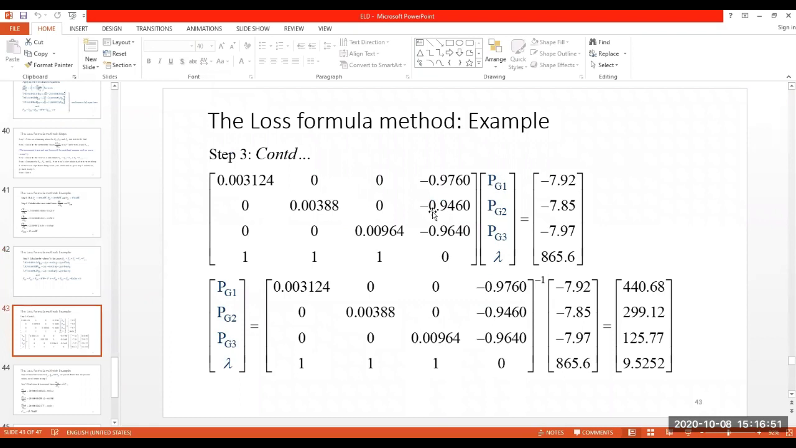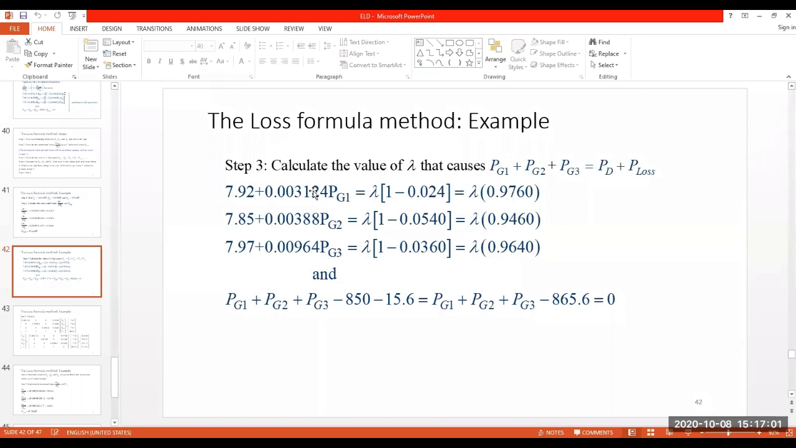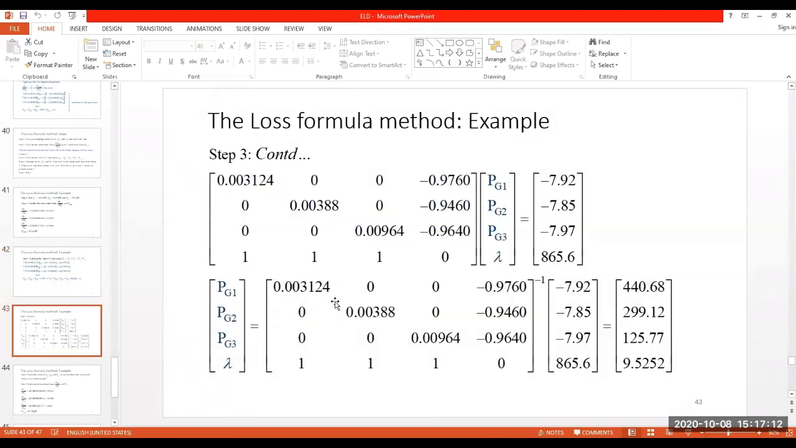Okay, these are the updated values. You can call them updated values, or old values and new values, whichever is easier for you. So we continue with step number 3. Simply form the matrix. You have four equations: number 1, number 2, number 3, and number 4, and 4 unknowns: PG1, PG2, PG3, and lambda. Simply form the matrix and take the inverse of this 4 by 4 matrix.